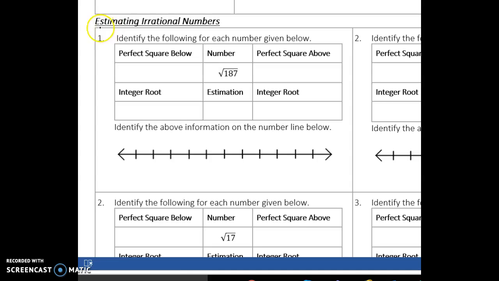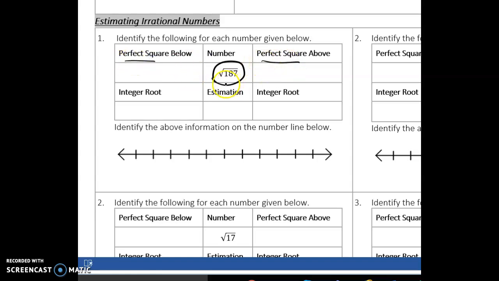For this activity, we are estimating irrational numbers. When we talk about estimating an irrational number, we're looking at a non-perfect square root. So the square root of 187. My first step is to think, what two perfect squares am I between?